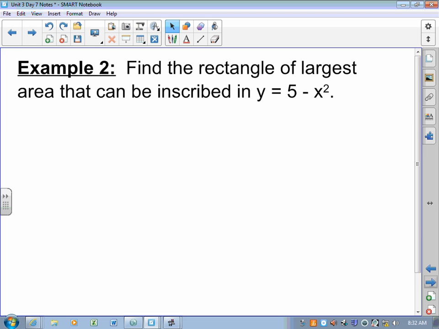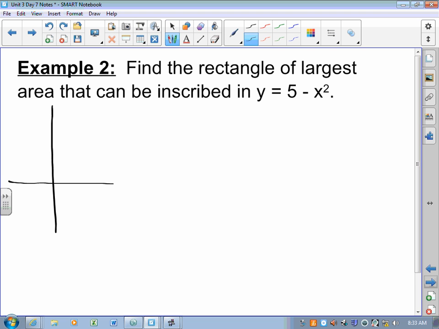Consider the following. Find the rectangle of largest area that can be inscribed in y equals 5 minus x squared. That is to say, here is y equals 5 minus x squared. And there is some rectangle inscribed. 2 vertices on the x-axis, 2 vertices on the parabola. I want this rectangle to have maximum area.